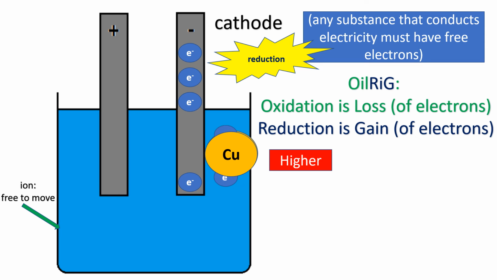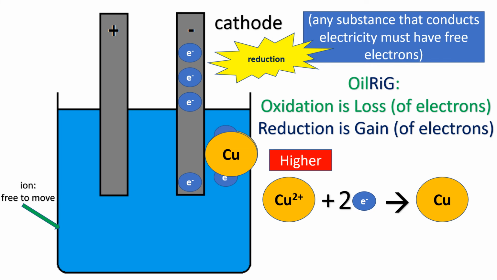Now, for higher, you would need to be able to draw what we call a half equation. It's half because the other half is going on at the anode. So how would you do that? Well, it's all about becoming the atom again. I start off with the ion, Cu2+. I am adding 2 negative electrons to become a copper atom. You would write Cu2+ plus 2e- arrow Cu. Now, I've rushed through that very quickly. You need to let me know if that's going over your heads.